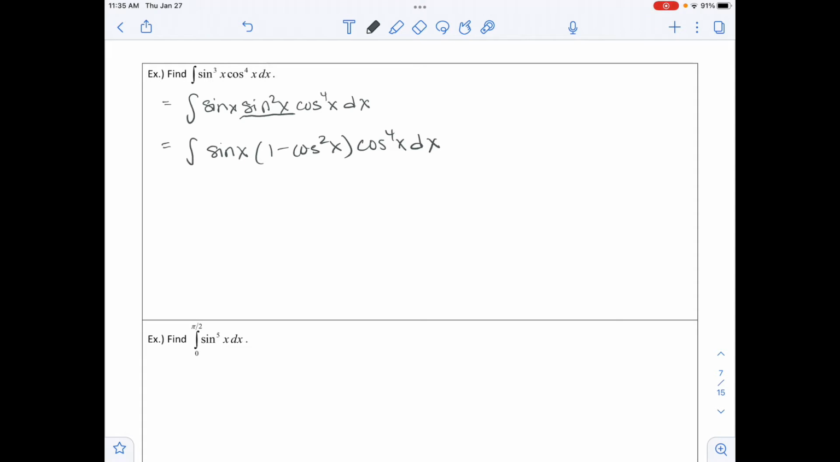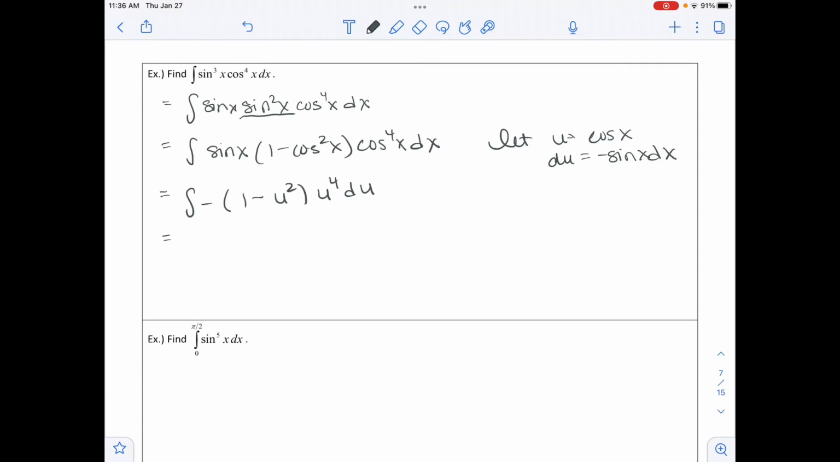Now, since I have everything in terms of cosine and just one sine, I'm able to use u substitution and let u equal cosine of x. And then du is going to be negative sine x dx. So using this, I'm going to now have the integral of, and sine of x dx is equal just to that negative. And I'm going to have 1 minus cosine squared, so u squared, times cosine to the fourth, which is u to the fourth, and then du.